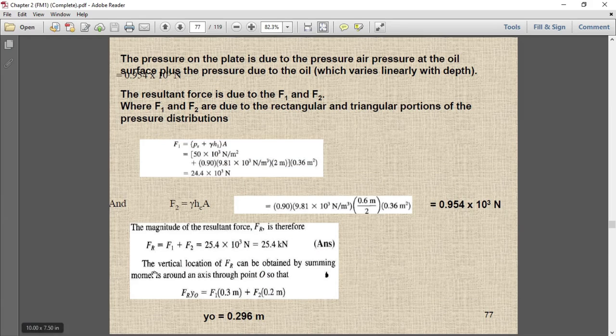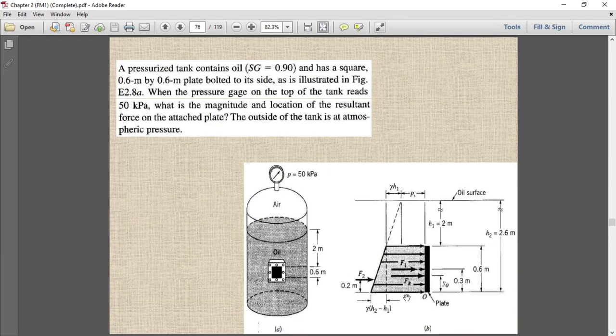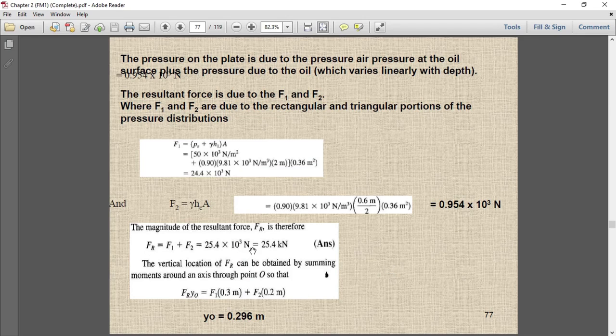The vertical location of FR can be obtained by summing the moments around an axis through point O. This is point O, and we take the moment along this axis. All the distances are known from here to here except y0, and all the forces are known, including FR, F1 and F2. Based on that we take the moment, and when we simplify it we end up with y0 equal to 0.296 meters. So this is the end of the hydrostatic force on flat surfaces.